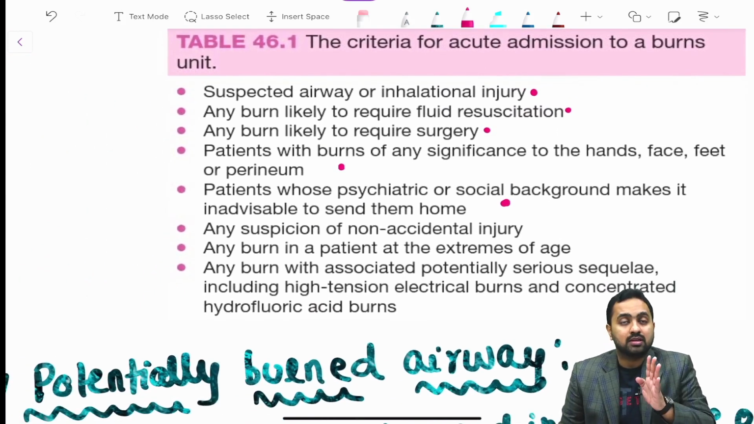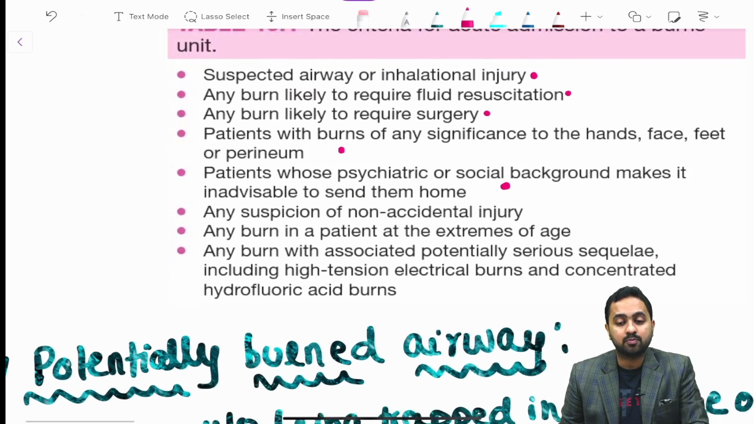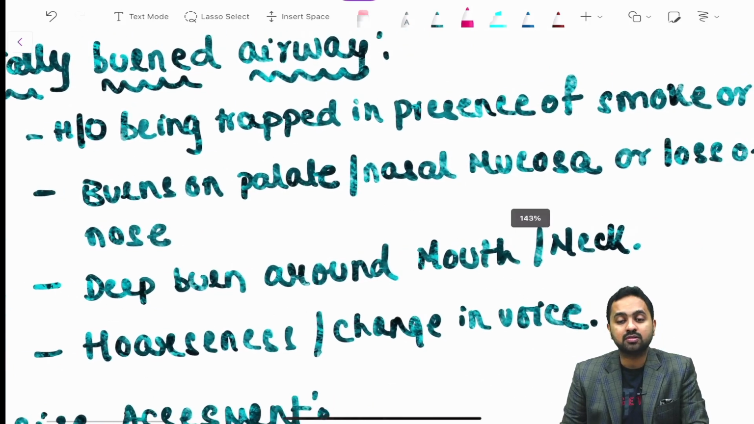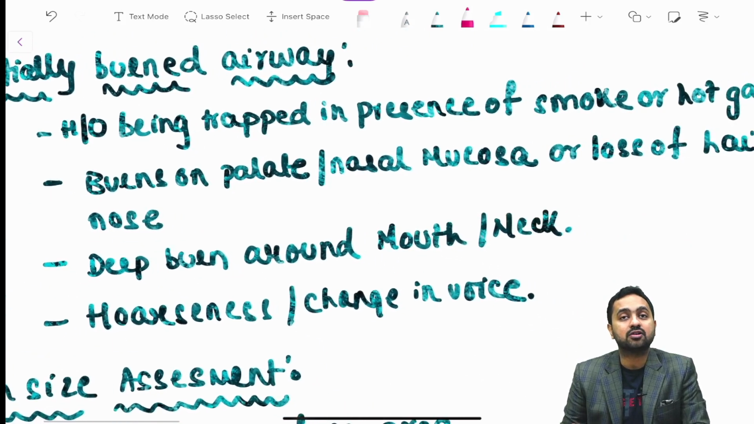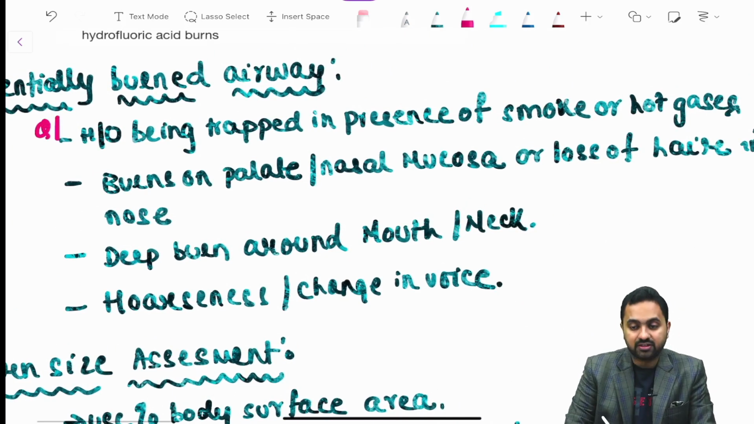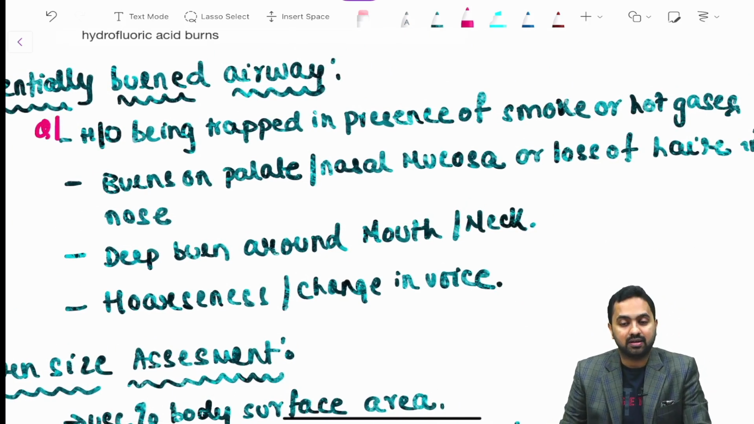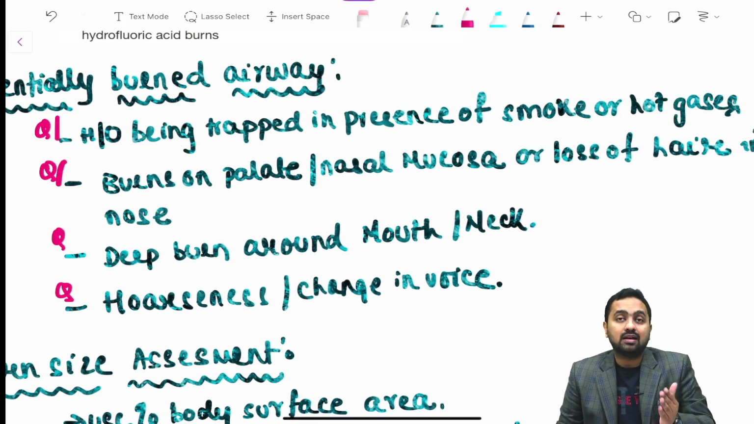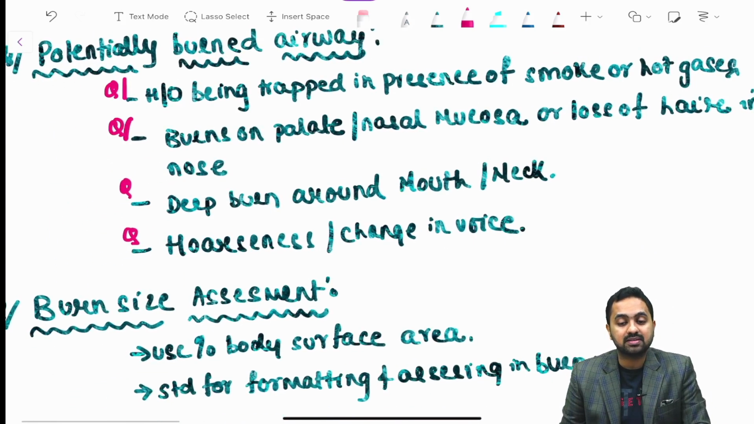Now, the next important concept is regarding the potentially burned airway. How would you know that? These are the clinical clues that are going to help you to identify a potentially burned airway, which include a history of being trapped in the presence of smoke or hot gases, burns on the palate or nasal mucosa or loss of hair in the nose, deep burn wound around the mouth or neck, and hoarseness or change in your voice.